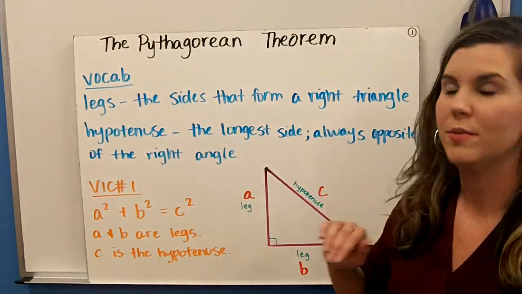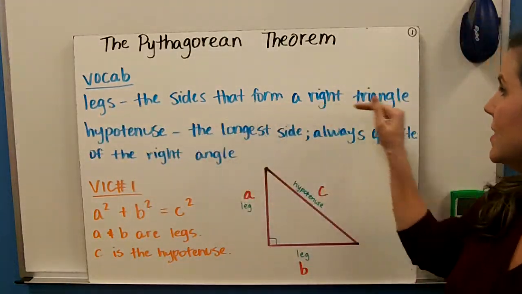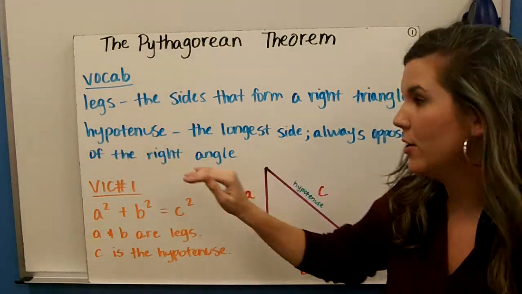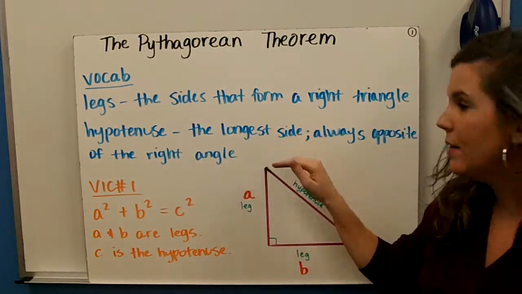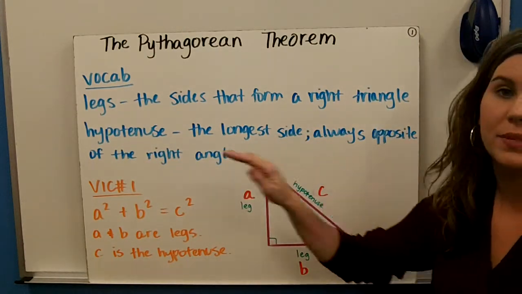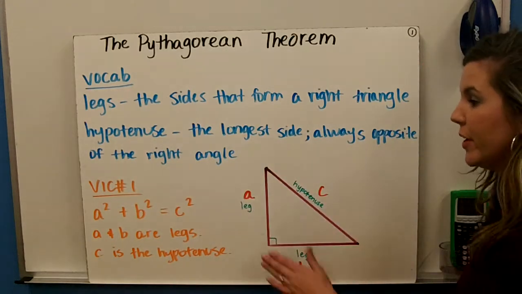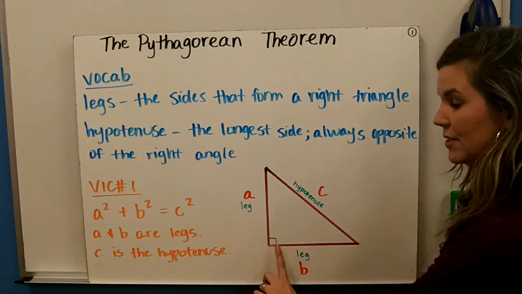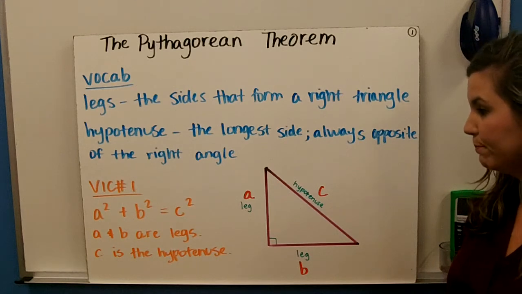The Pythagorean Theorem. Vocabulary. Legs, the sides that form a right triangle. Hypotenuse. This is always the longest side of the triangle, and it is always opposite of the right angle. So here's a picture of a right triangle. You can see the 90-degree angle labeled in the corner.